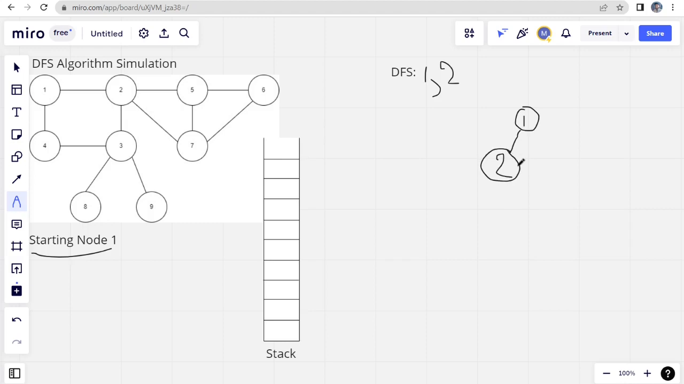Now for our next step we will see 2, but before seeing 2 we have to see from where 2 has come. 2 has come from 1, so we will keep that 1 in the stack. Okay, so let's look for 2 now. So from 2 where we can go? We can go to 5, 7, 3, right? So let us choose 5. So let us give 5 over here, and also in the tree we will draw 5.